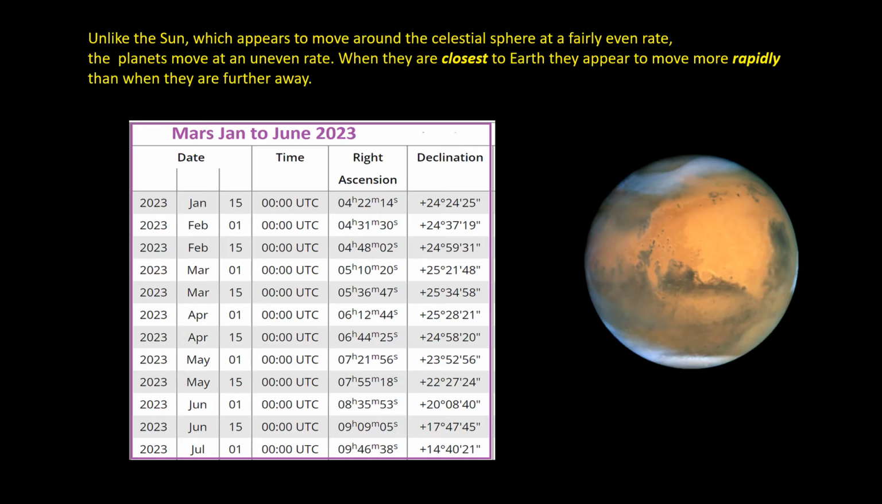From January 15th to February the 15th, it only changed 26 minutes in right ascension. But if we go to the period from June the 1st to July the 1st, it changed nearly an hour in right ascension.